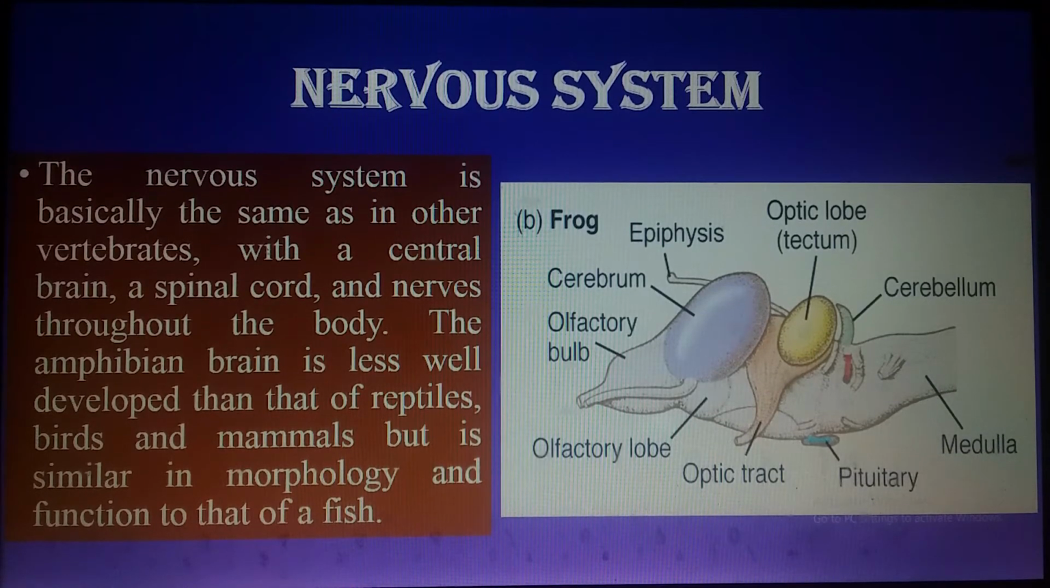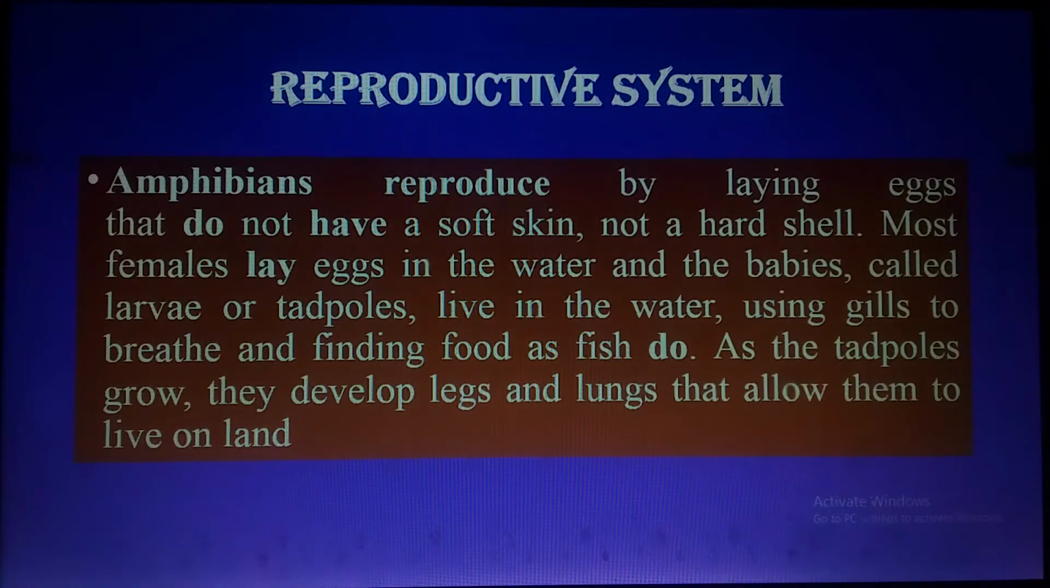Is it clear? Okay. Now the reproductive system. Amphibians reproduce by laying eggs. They do not have a soft skin and not a hard shell. Most females lay eggs in the water because I have told you that these organisms live in water as well as on land. And in water, they go for fertilization.